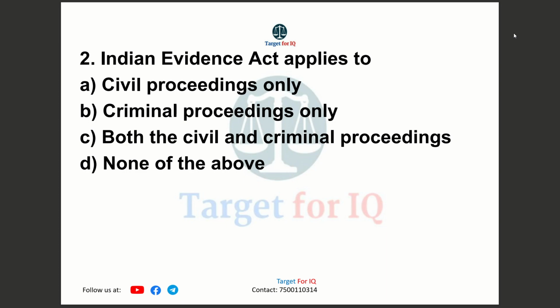Question 2. Indian Evidence Act applies to option A, civil proceedings only, option B, criminal proceedings only, option C, both civil and criminal proceedings, option D, none of the above. The correct answer to this question is option C, both civil and criminal proceedings.